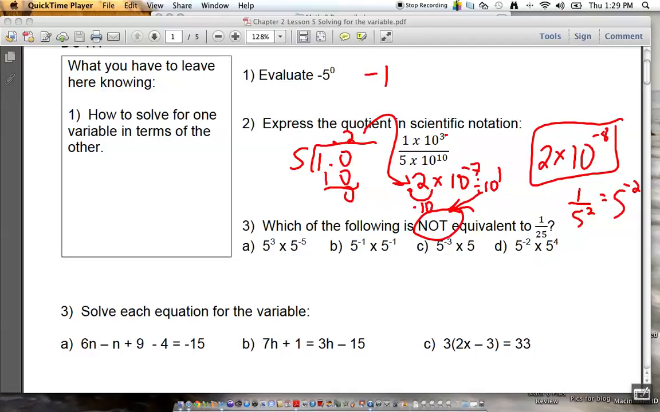Negative 2. So this is 5 to the negative 2. That works. That's good. The next one, 5 to the negative 1 times 5 to the negative 1. What's that one? Negative 2. 5 to the negative 2. That's a good one, too.